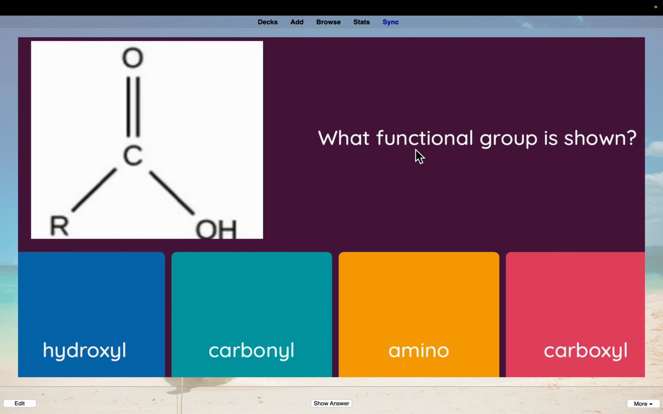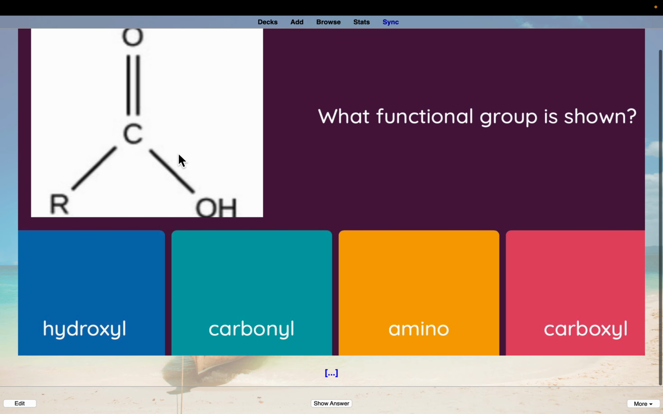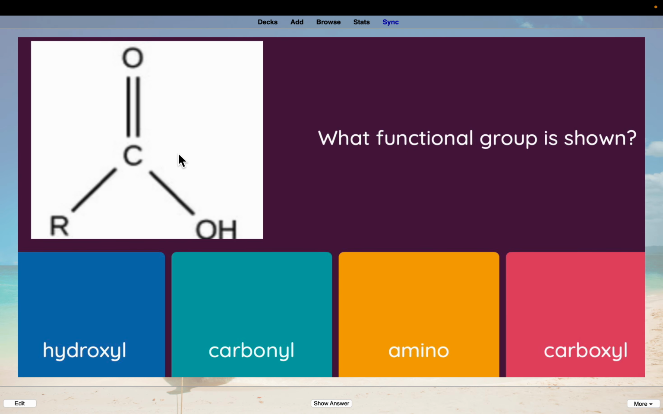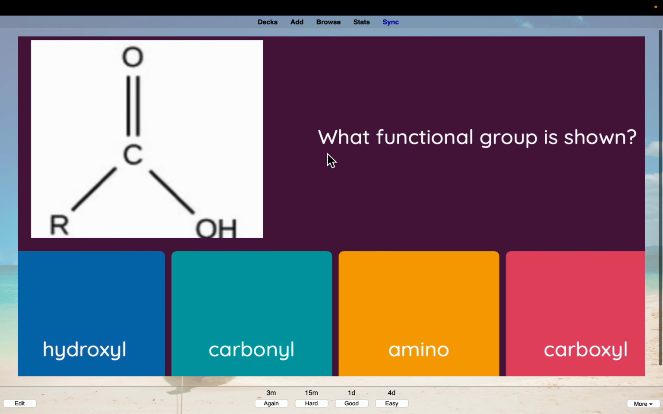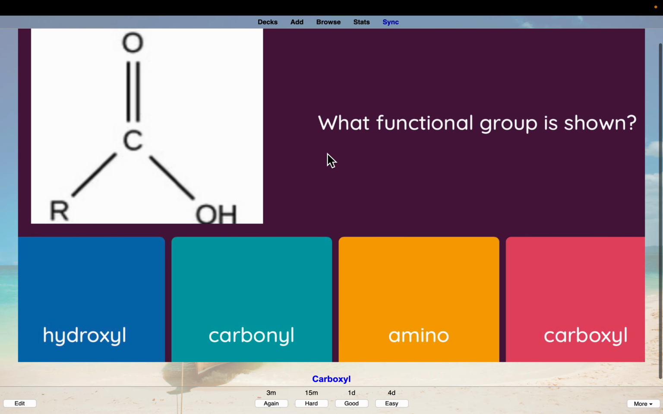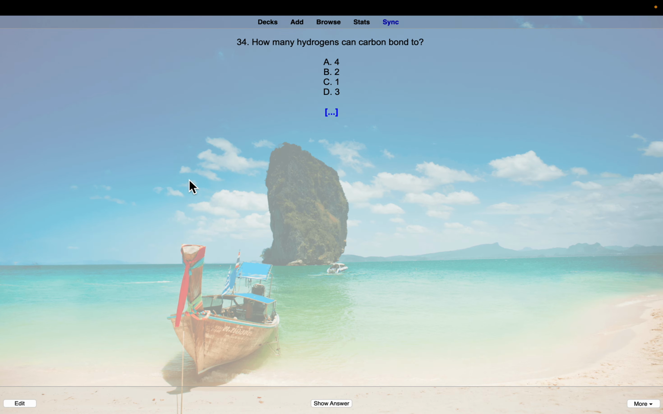What functional group is shown? OH is alcohol, so carboxyl. Okay, so I was supposed to be wrong. I just guessed the answer, but lucky me. Carboxyl. Yeah, that's carboxyl.